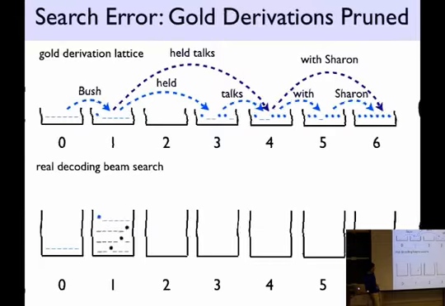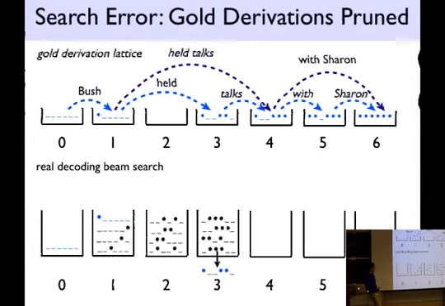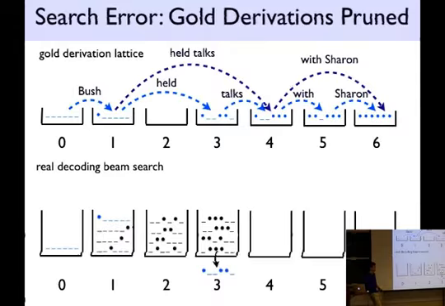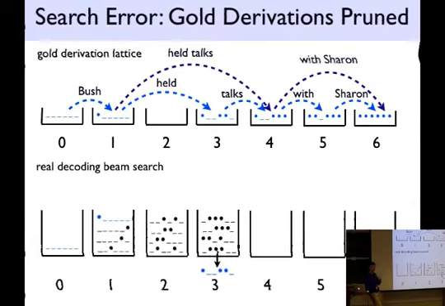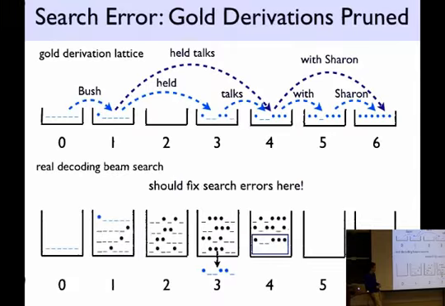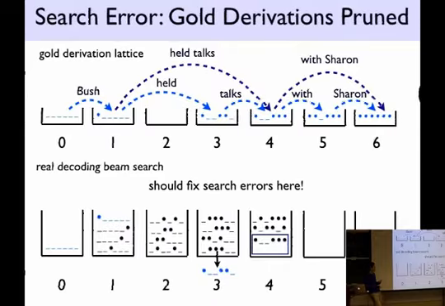For example, the blue guys are goal derivations, potentially good prefixes. And it's possible that at beam 3, it doesn't make it to the top 4. So it was not ranked high enough by your current model. So that's your model's problem, right? And it can also be merged with an equivalent state, and so on and so forth. So the idea is you should fix search errors somewhere here, not at the end.